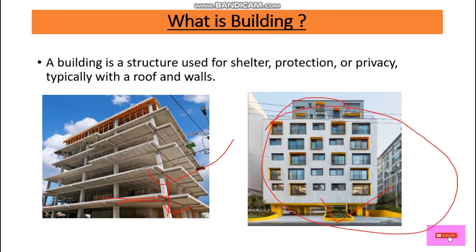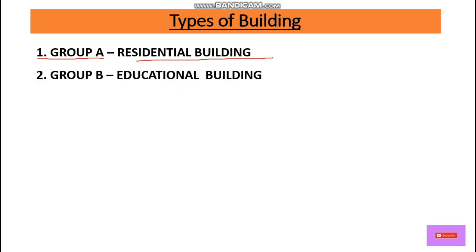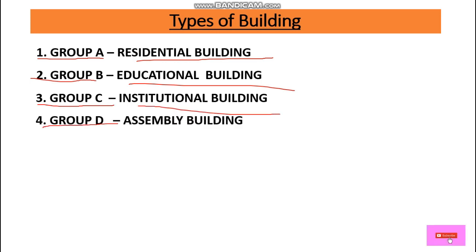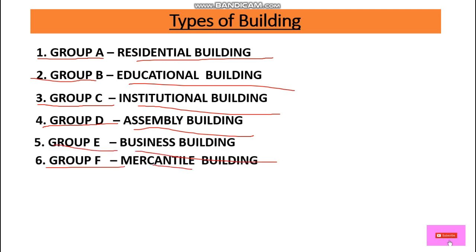So here we have 9 types of the building. So group A is residential building, then group B is educational building, and group C is institutional building, and then group D is assembly building, group E is business building, then group F is mercantile building, then group G is industrial building, and group H is storage building, then group 9, which is group J, is hazardous building. So these are the types of the building.